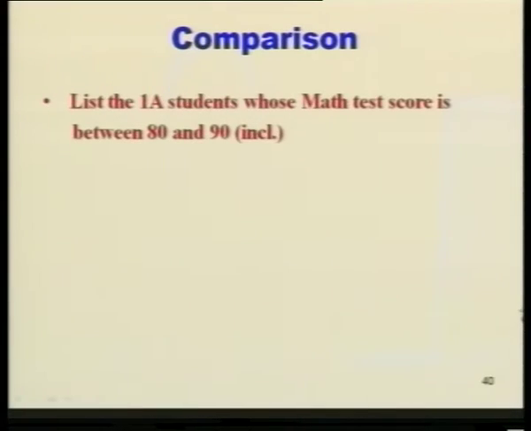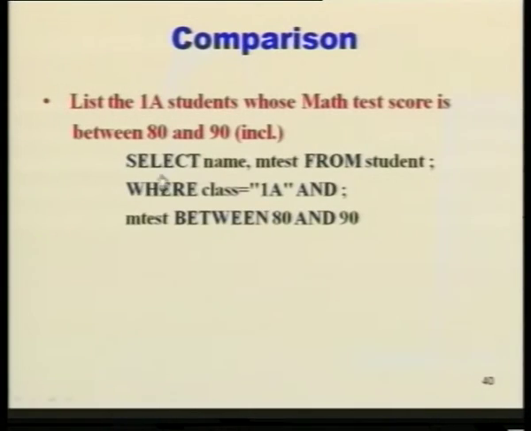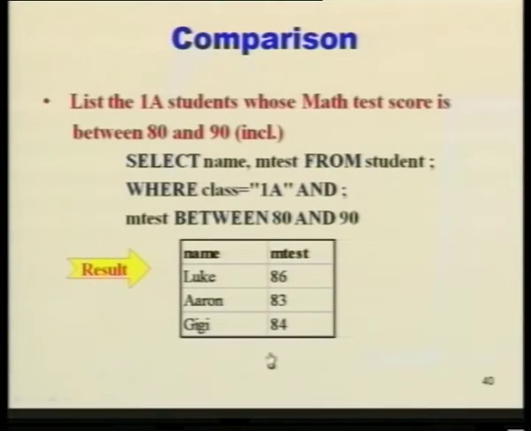List the 1A students whose maths test score is between 80 and 90, including 90. Let us assume this is our query. We are saying name, M test from student where class equal to 1A. You are restricting the class, this is a selection operation again, and you are saying that the M test score must be between 80 and 90. This will be inclusive, though you should know whether it is inclusive; mostly it will be. So you will get the names and the M test scores, all between 80 and 90, which is what you want. Here you are using BETWEEN and AND.